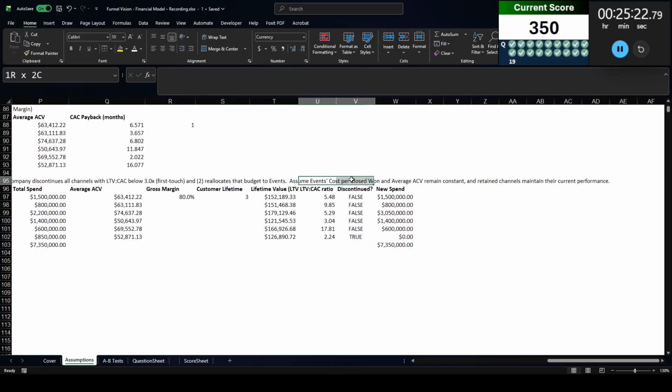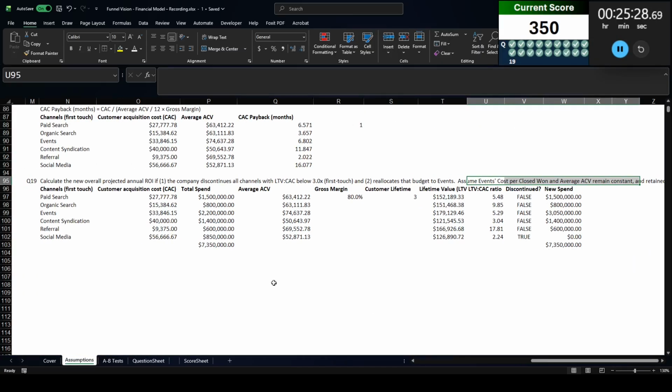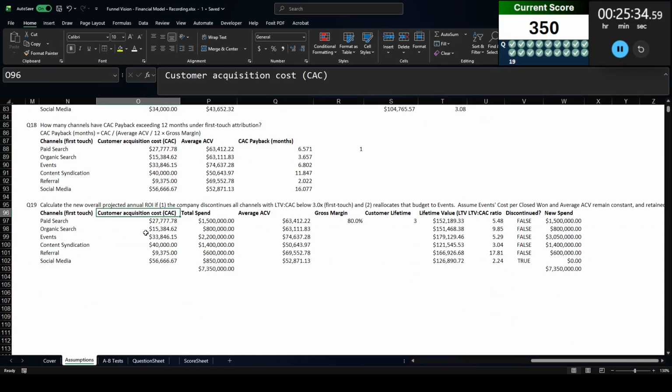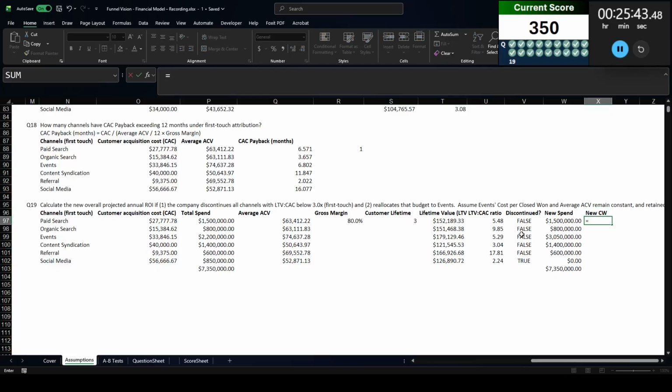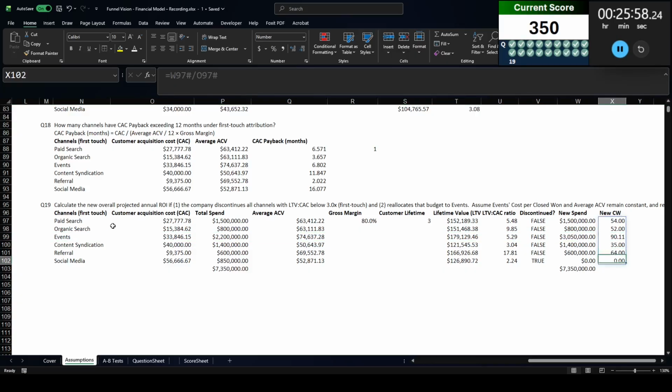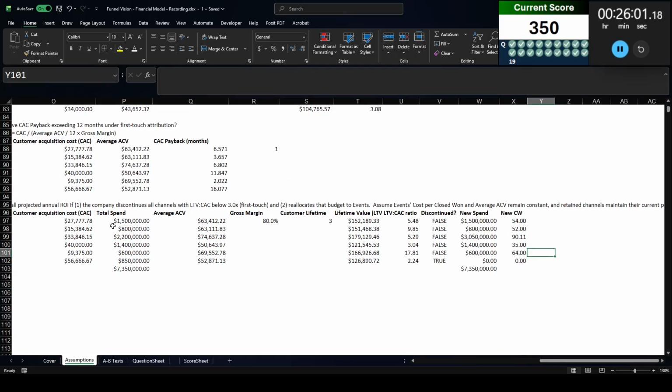Okay, so assume events cost per closed one and average ACV remains constant. And what that means is this is cost per closed one, right? So that means their actual closed one is going to go up because the rate is the same, but we have additional spend, right? So let's do new closed one. If we do this properly, we should have the spend divided by the customer acquisition cost here. And we see that most of these are just even numbers because they're exactly the same, except for events, which has gone up to 90.11. And social media is now 0 because there is no spend. And then average ACV is listed there.